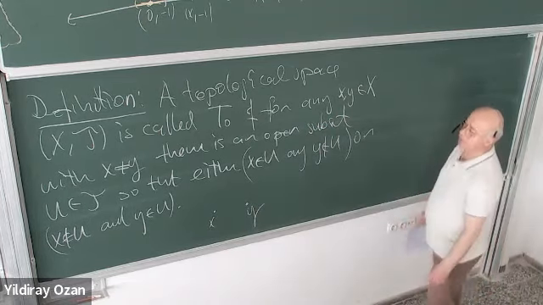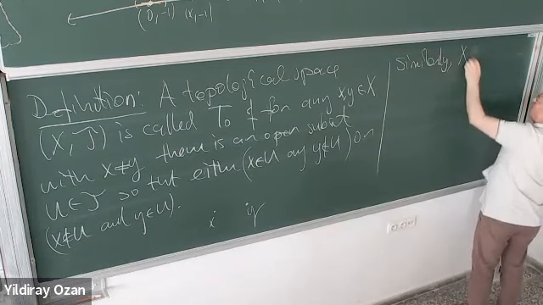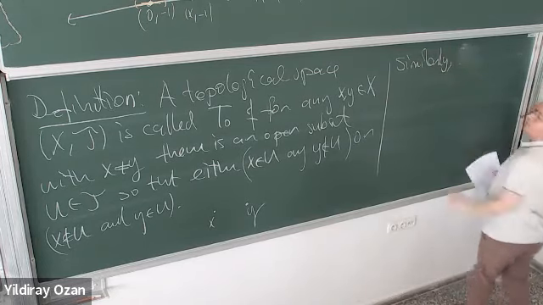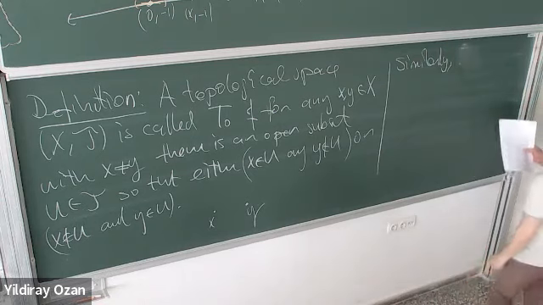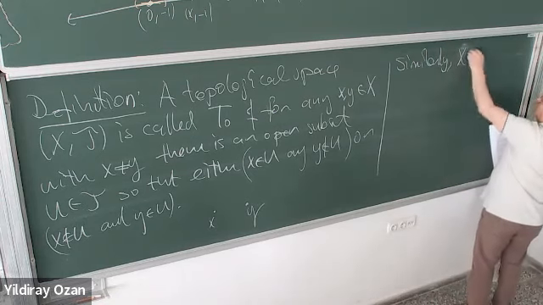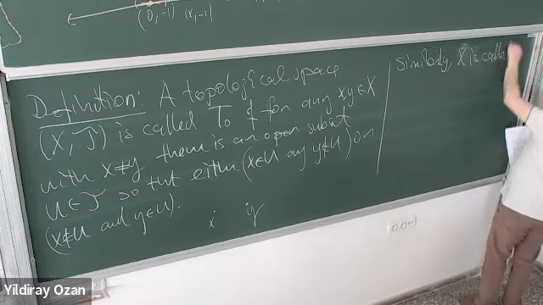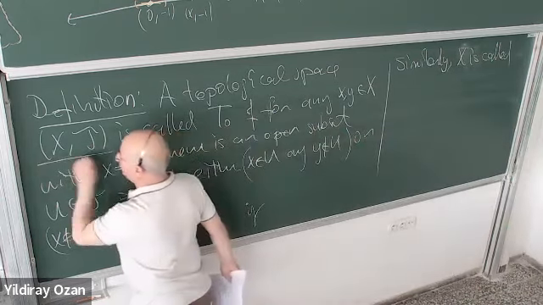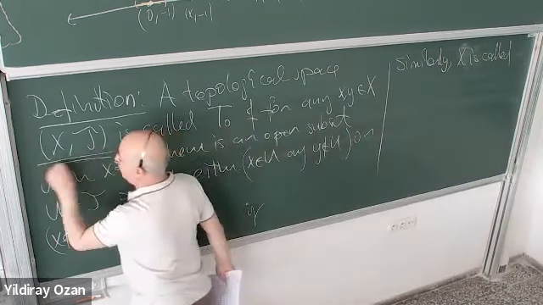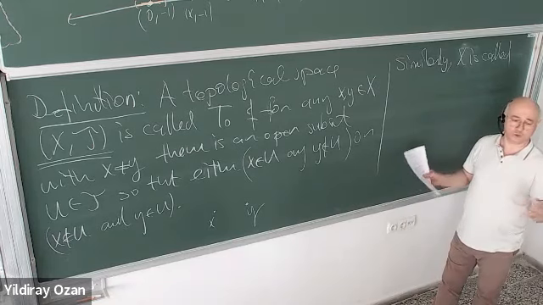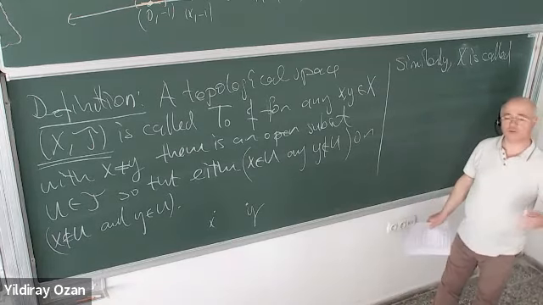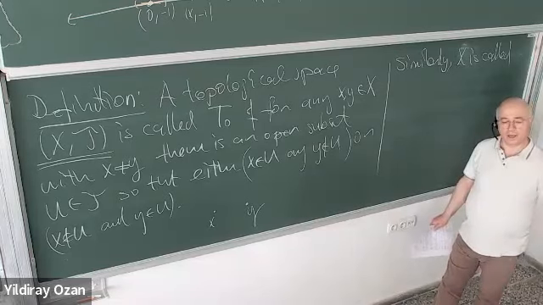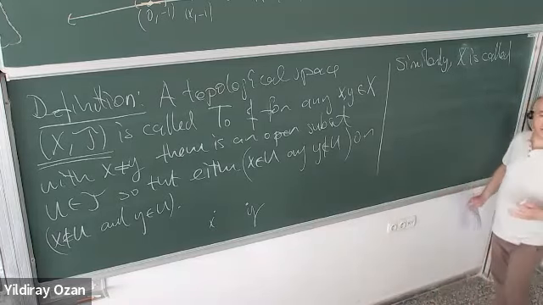Similarly, X is called, I say X, but actually I mean (X, tau). Once the topology is understood, you don't have to say (X, tau) each time, you just say X.